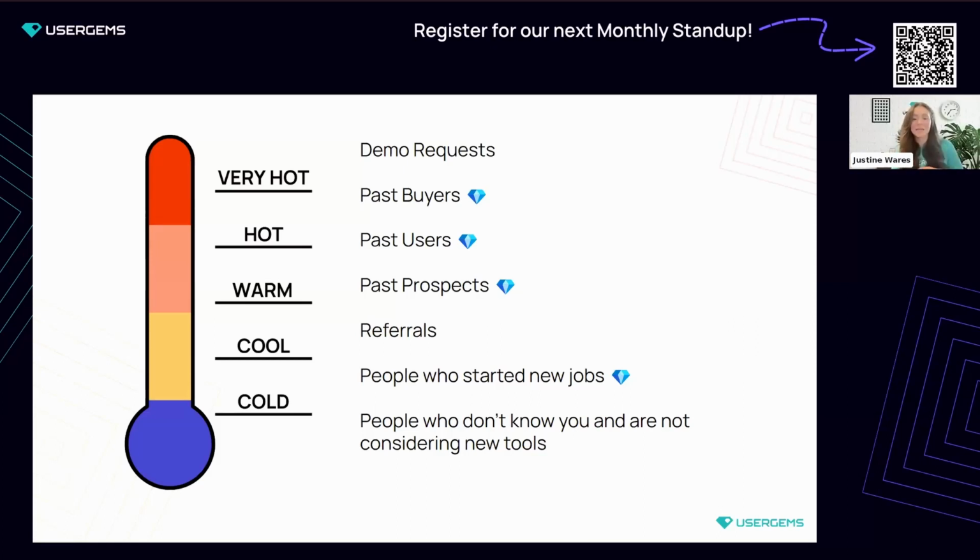And then people who started new jobs. This is a part of UserGems that not everyone is aware of. We can fill in the people who are changing jobs into your target accounts as more of a person-based intent rather than an account-based intent. And then going on to colds, I already defined it. People that don't know you, they're not considering you. It's a lot harder to get them to book a meeting.